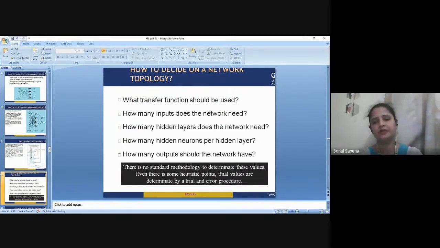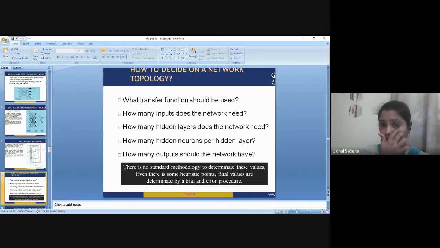So how will we decide the network topology? For deciding, we have to consider what transfer function should be used, how many inputs the network needs, how many hidden layers the network needs, how many hidden neurons there are per hidden layer, and how many outputs the network should have. See, there is no standard methodology to determine these values. Even though there are some heuristic points, final values are determined by a trial and error procedure.